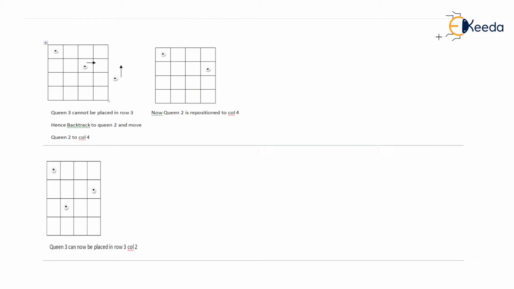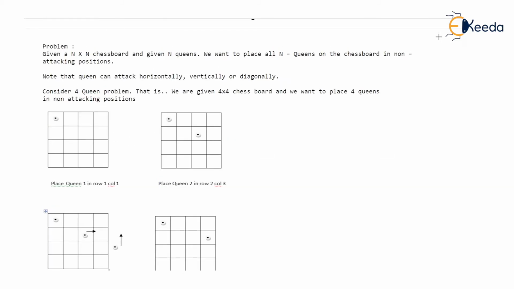Read out the problem statement again. We have been given n by n chessboard, n cross n chessboard and n queens. And we want to place all these n queens on the chessboard in non-attacking positions. Now, the best way to solve this problem at the moment is by using backtracking method. Trust me, you will understand the meaning of backtracking after learning all these diagrams.